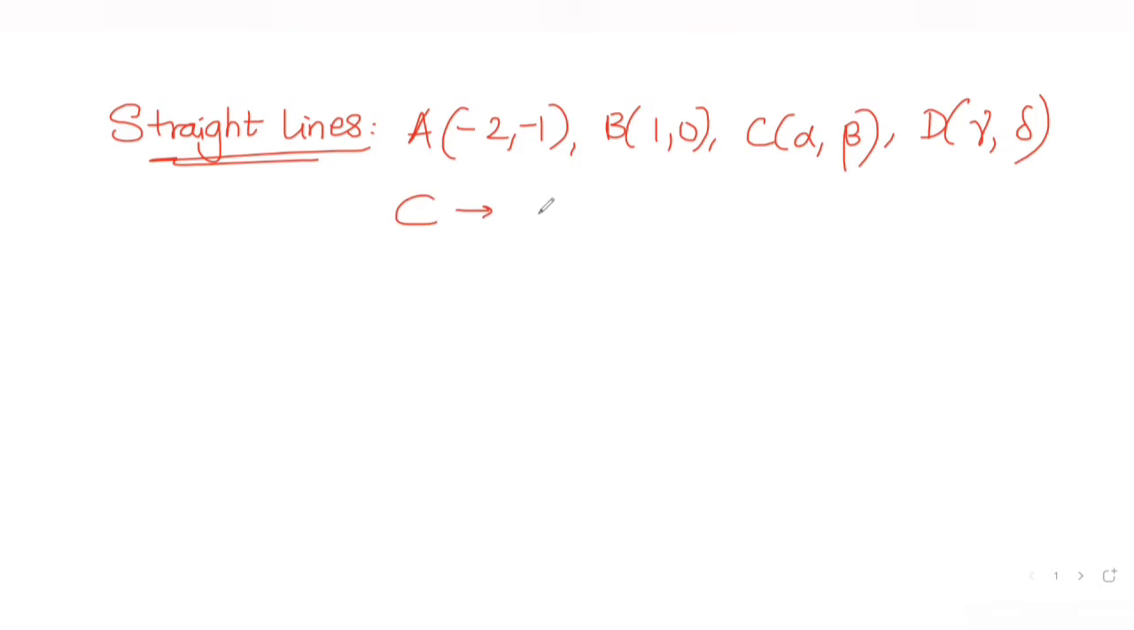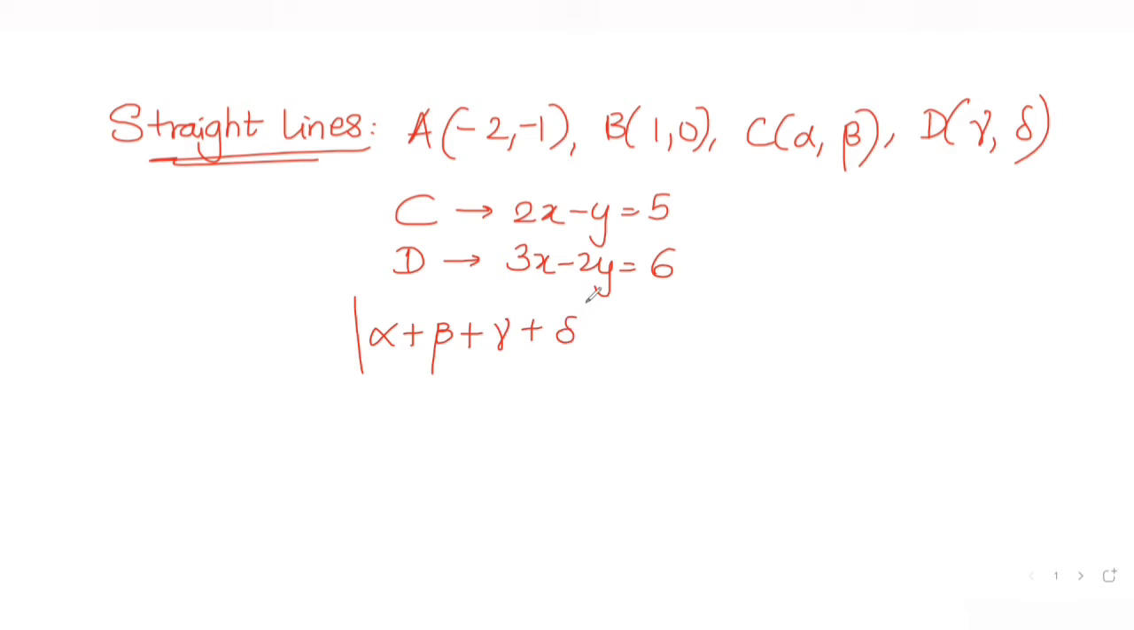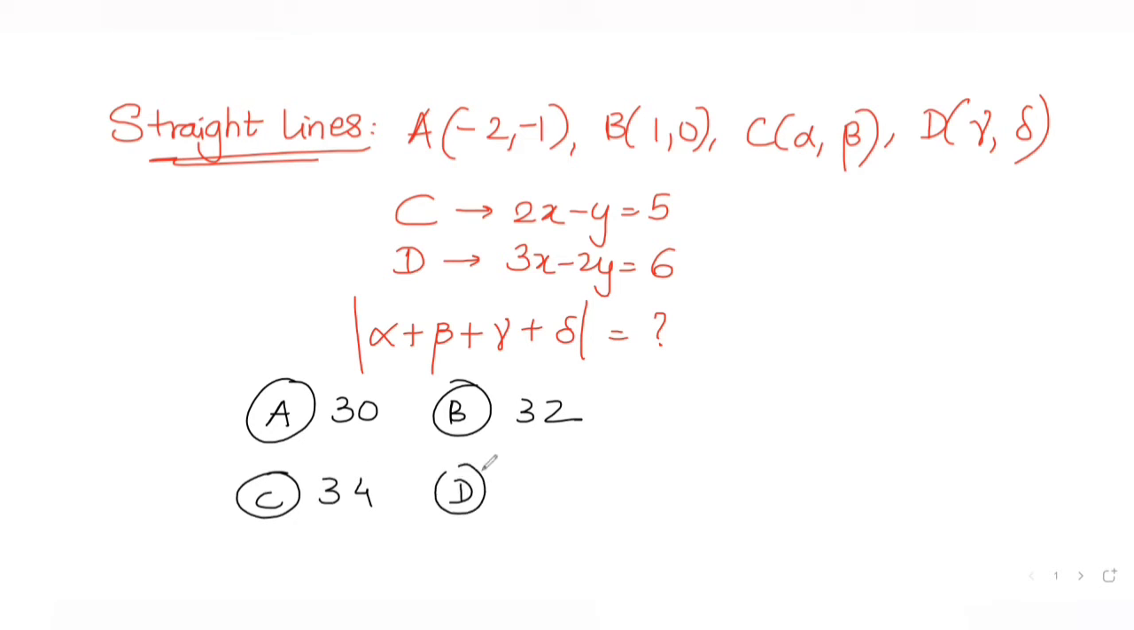The question tells us that point C lies on the line 2x minus y equals 5 and point D lies on the line 3x minus 2y equals 6. We need to find the value of the absolute value of alpha plus beta plus gamma plus delta. The options are 30, 32, 34, 36. So we need to figure out which one of the answer choices is the correct answer.